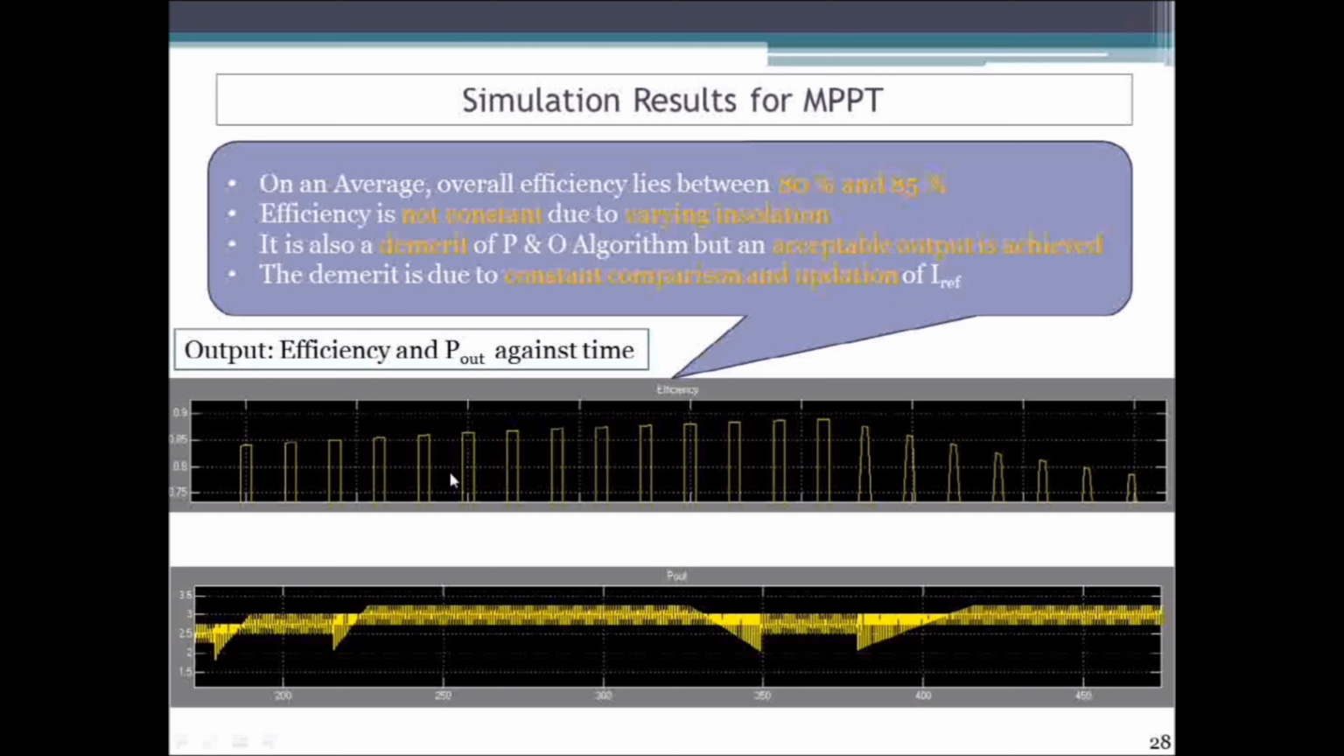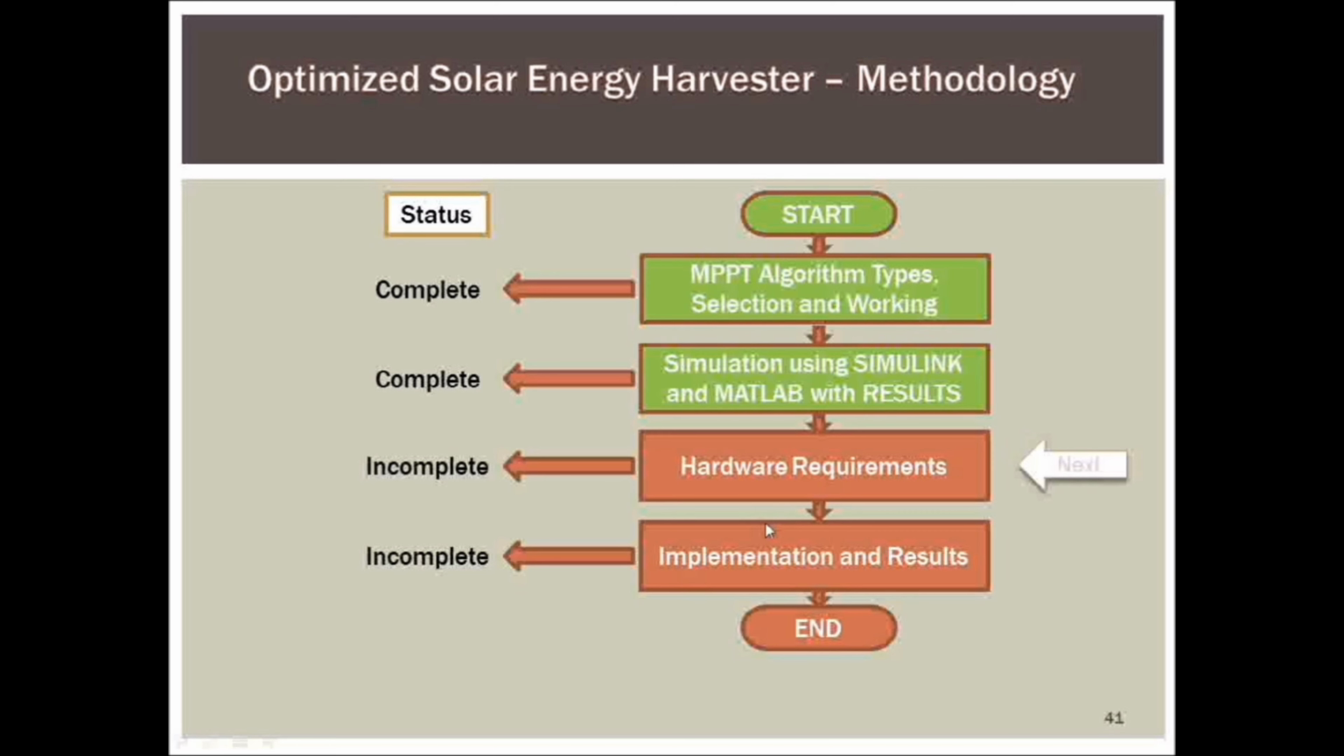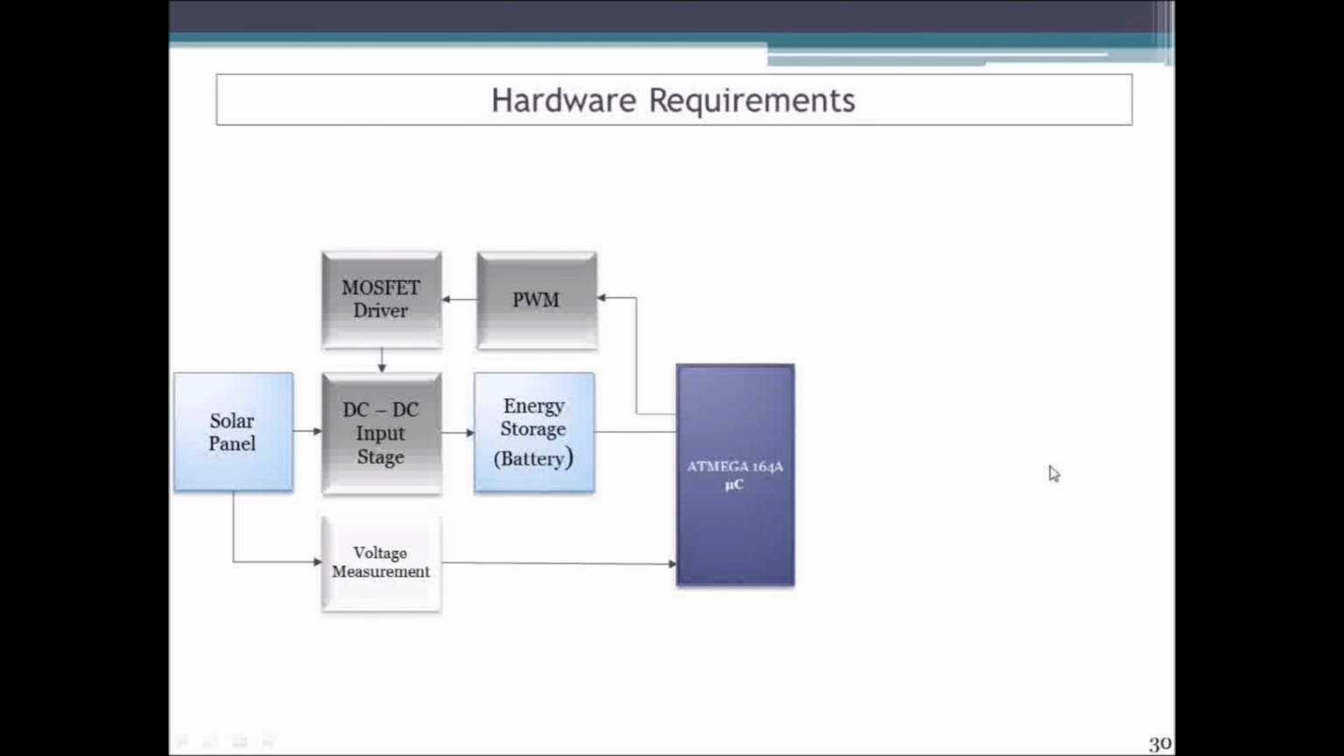These are the main outputs. So here the efficiency we are getting is about 85%, and in this graph the output power is maintained at a constant value. So this algorithm is a successful one. Now we have shown you the simulation result. Next we will see the hardware requirements.